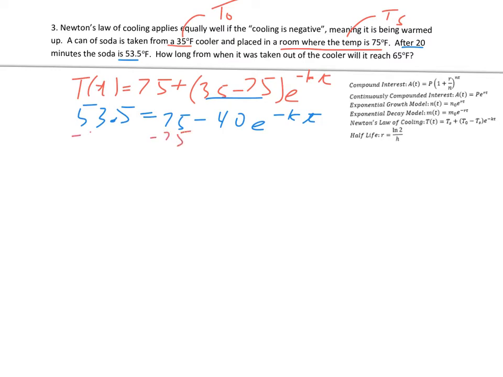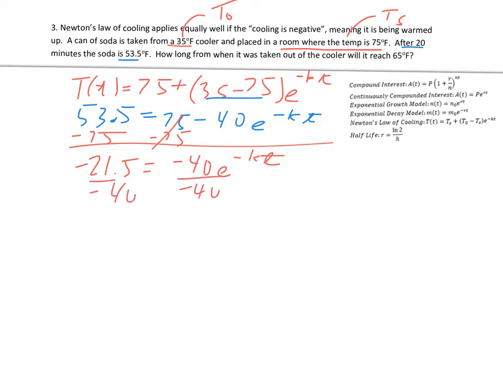So now I'm going to subtract the 75 over. I'm going to do that on the calculator. So we got 53.5 minus 75 is negative 21.5 equals negative 40 times e to the negative kt. And so now I'm going to divide that by negative 40. And so that comes out to 0.5375 equals e to the negative kt. So now I'm going to switch it into log form, so it's going to be ln of 0.5375 equals negative kt.